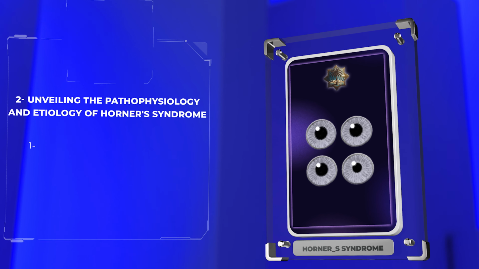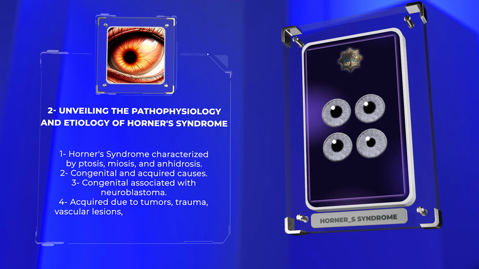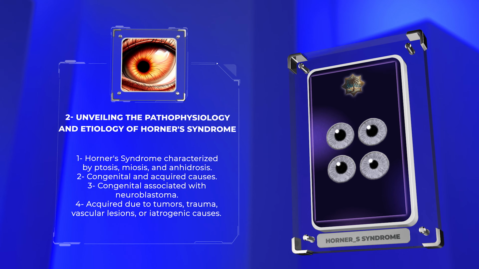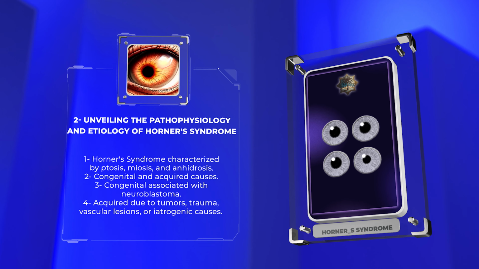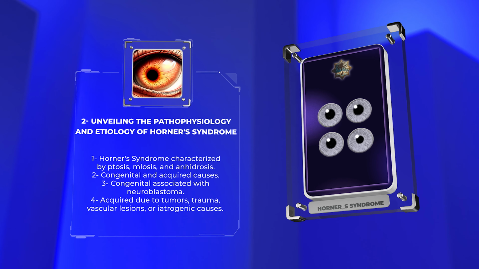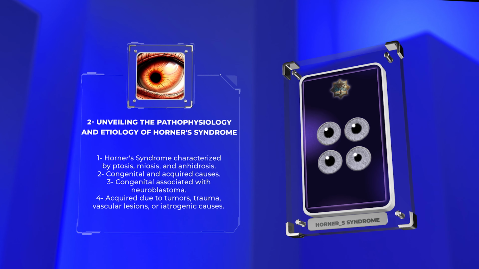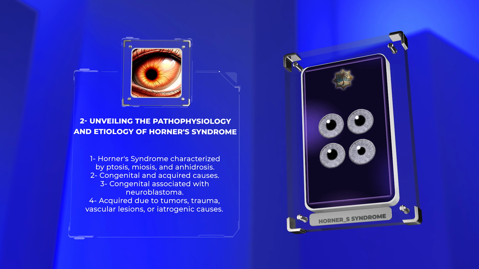syndrome. Horner's syndrome is characterized by a triad of symptoms, including ptosis, drooping of the upper eyelid, miosis, constriction of the pupil, and anhidrosis, lack of sweating on the affected side of the face. These symptoms occur due to the disruption of sympathetic innervation to the head and neck region.